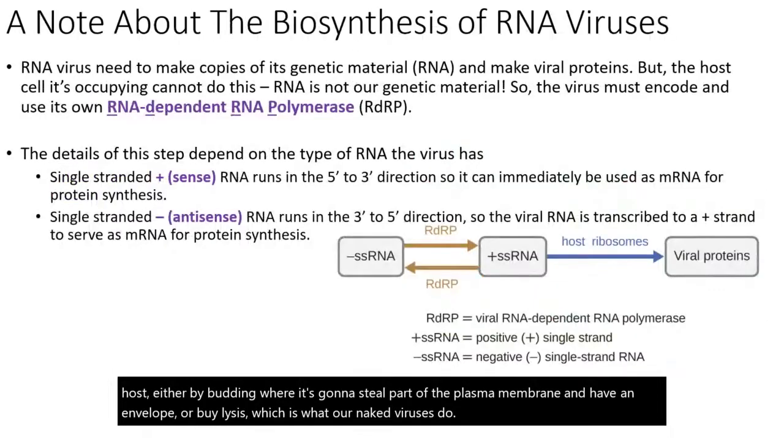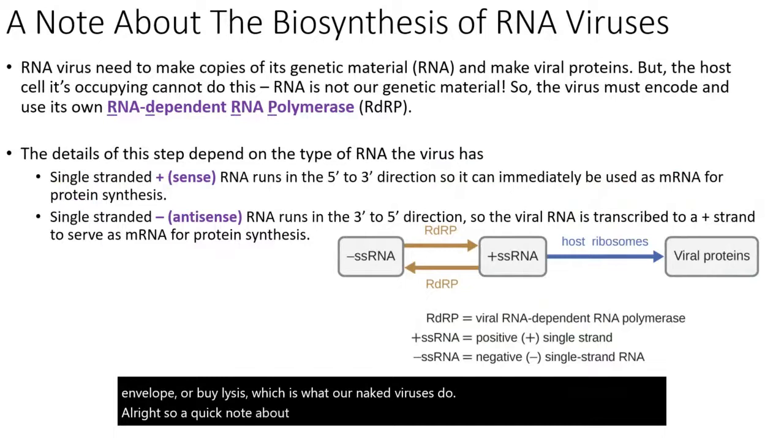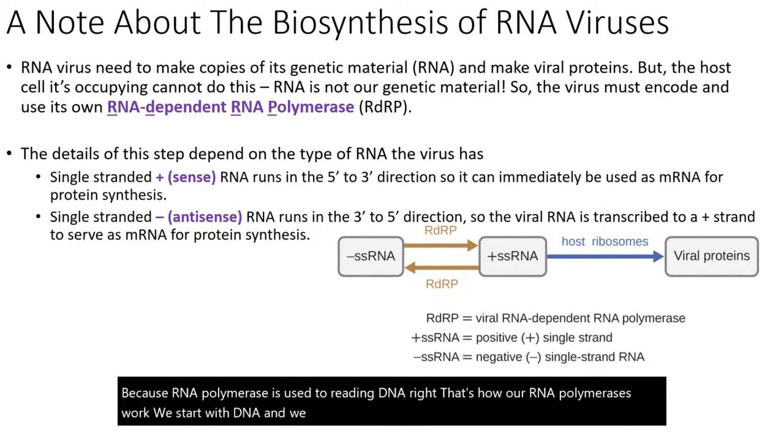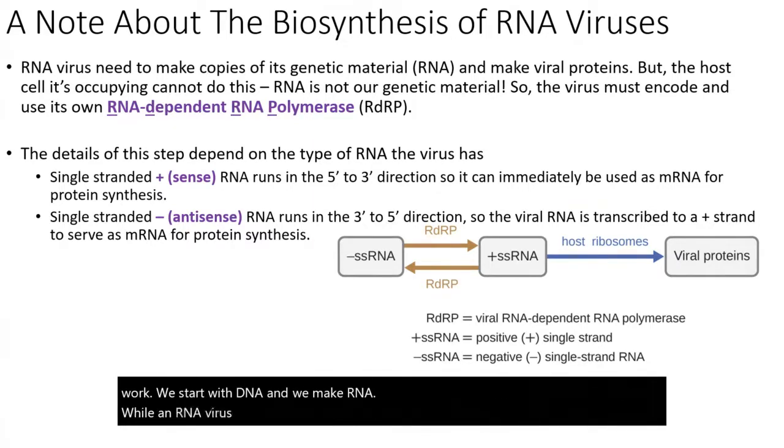All right, so a quick note about RNA viruses. Because RNA viruses can't just use our RNA polymerase, because RNA polymerase is used to reading DNA, right? That's how our RNA polymerases work. We start with DNA and we make RNA. Well, an RNA virus doesn't have any DNA, so they can't just steal our RNA polymerase. It's not going to work.